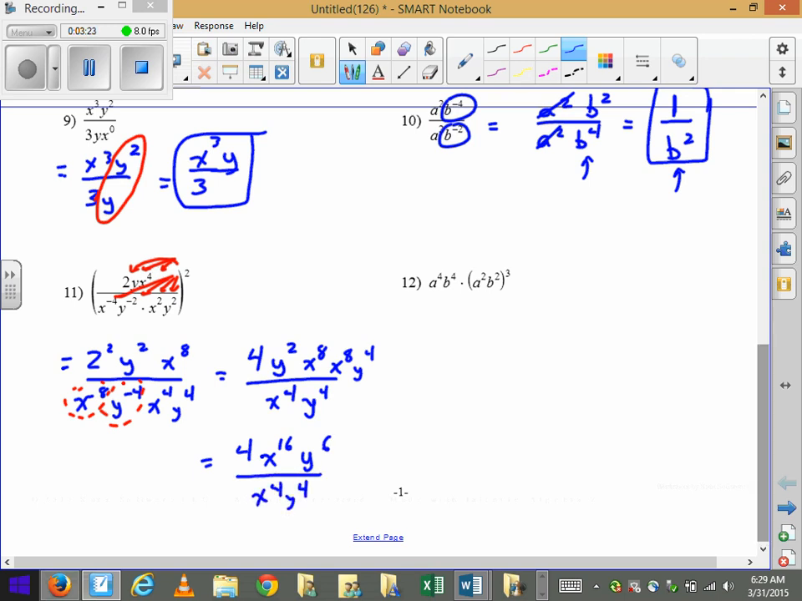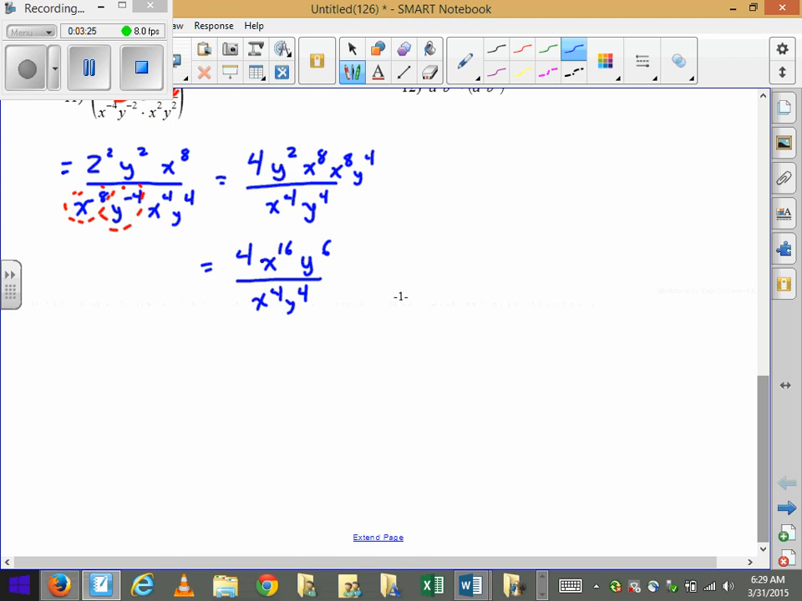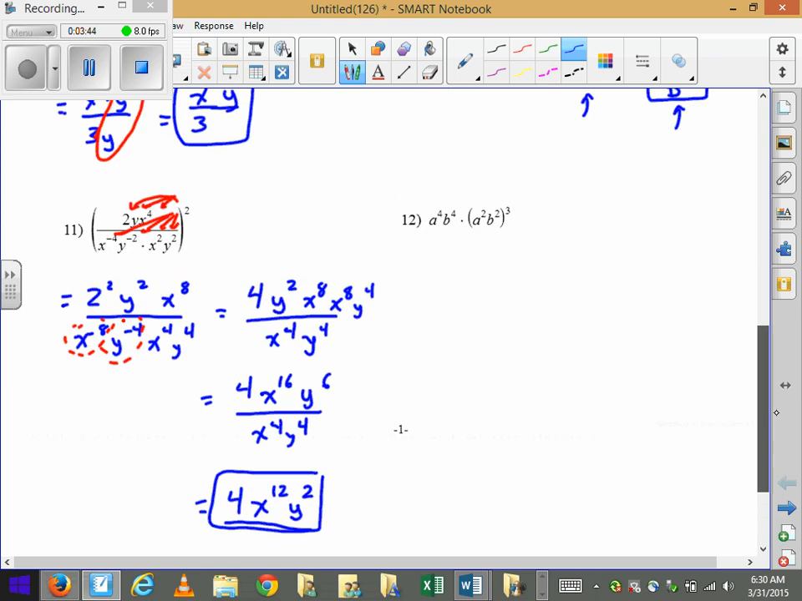Now, one step away here. Let's simplify. So the 4 is going to stay put. Looks like there's 16 x's in the top, 4 x's in the bottom, which would mean that there are 12 x's left in the top, and then 6 y's in the numerator, 4 in the denominator, which would leave us with y squared, and there's nothing left in the denominator, so we can just leave our answer right there.